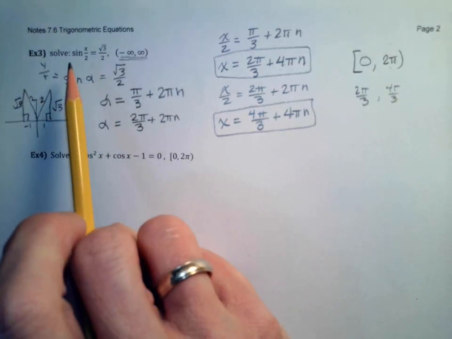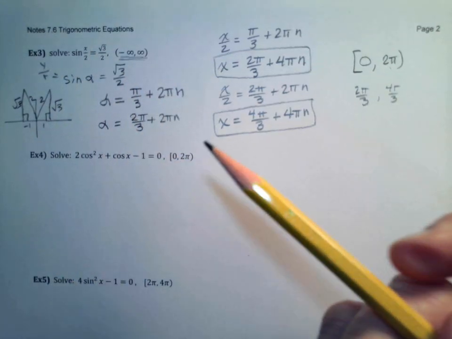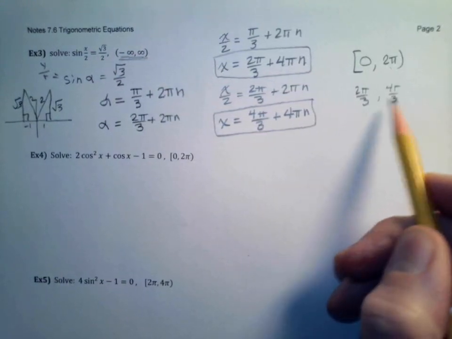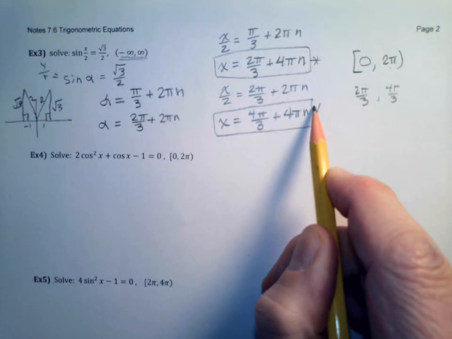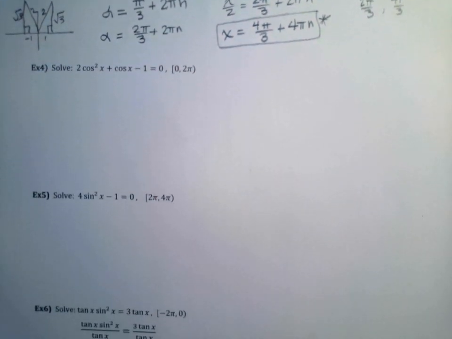So unlike before where we had 3x, then there were more, but here we're dividing by 2, so there tends to be a little less, so we don't have multiples. But ultimately, these are the solutions because we were asking you to go from negative infinity to infinity. All right, next one, example 4.